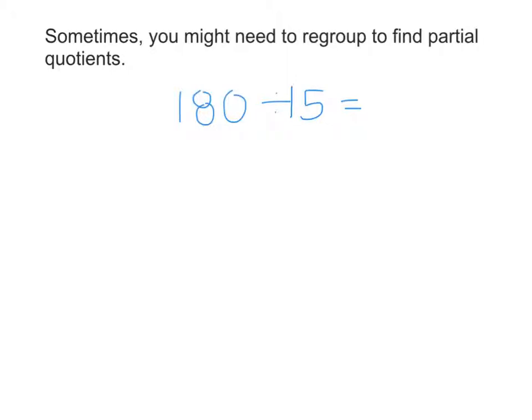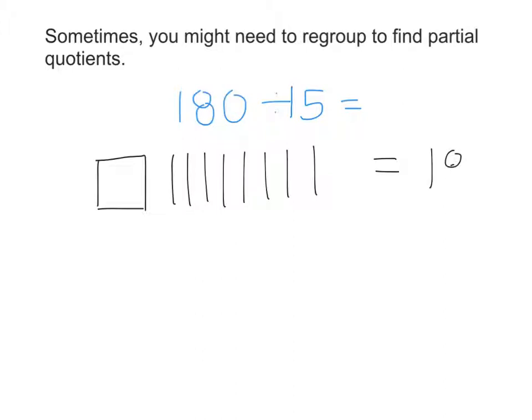180 divided by 15. How can we model the dividend using base 10 blocks? What do we need to draw to model the 180, the dividend, using base 10 blocks? Liam? 1 square. 1 flat. That represents how many? 100. And what else do we need? 8 rods. 8 rods. 1, 2, 3, 4, 5, 6, 7, 8. Does this represent 180? Yeah.